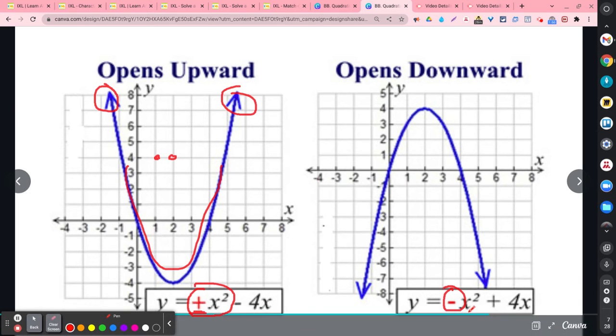When this number is negative, it's a sad face. It's opening downwards. It's going down, so it's sad. It's going up, so it's happy. So once again, if this is positive, this is going up and it has the shape of a smiley face. If this is negative, it's going down and it has the shape of a sad face. Super important to know because when you are expected to graph, you can have clues from the equation as to what the parabola is going to look like.